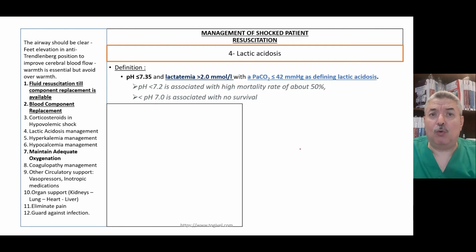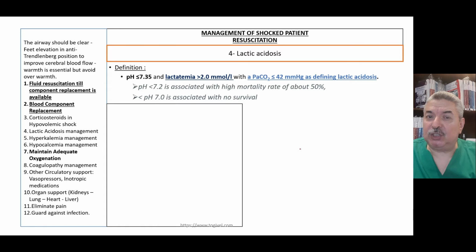This is you are stuck in the corner, and within very little time, the patient will move from lactic acidemia to lactic acidosis. With acidosis, pH is below 7.35 and there is base deficit. And to know that the respiratory element is not playing a major role, the arterial carbon dioxide pressure should be less than 42 millimeters mercury. This is the definition of lactic acidosis. If the pH is less than 7.2, you have a mortality of about 50%. If it's less than 7, there was no survival. So this means that you have to act fast.